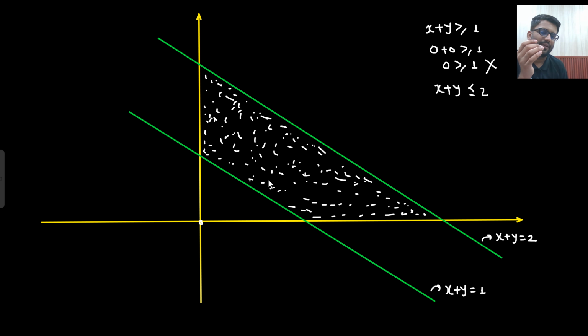This is the matter of concern. All good, all fine. Now what we need to calculate? What was this point? Let's write down the points. 0, 2: x equals 0, y equals 2. x equals 2, y equals 0. This point will be (0, 1) and this point will be (1, 0).